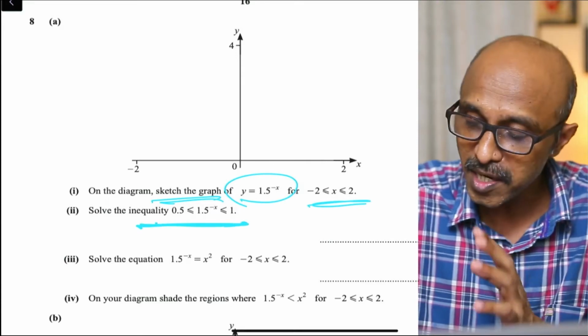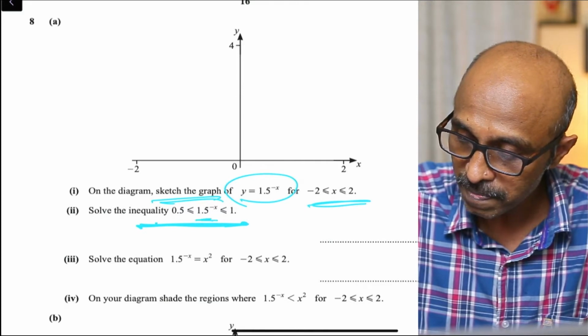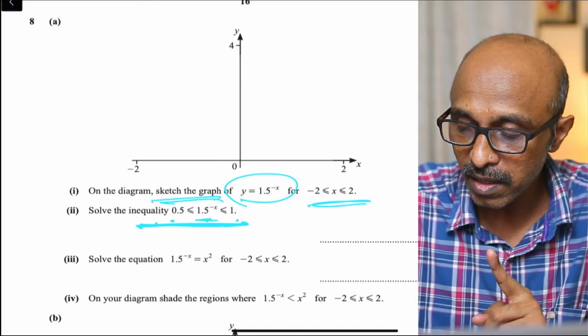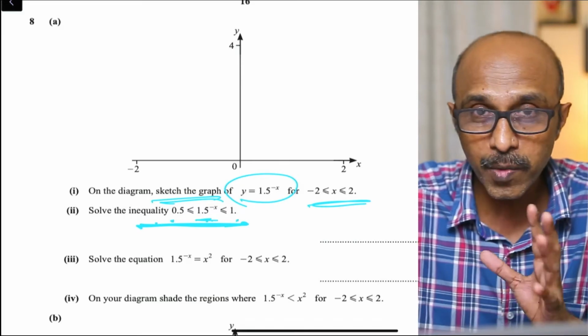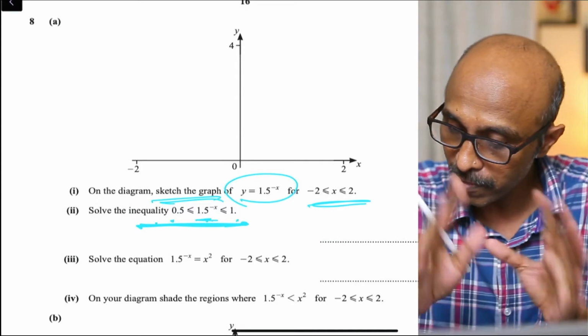They have been asking this inequality, and that's why I explained. As you can see, you want to solve that function. When is the function greater than 0.5, and when is it less than or equal to 1? So this inequality seems to be a repeated theme. So I'm going to do part 1 and part 2 on the calculator.